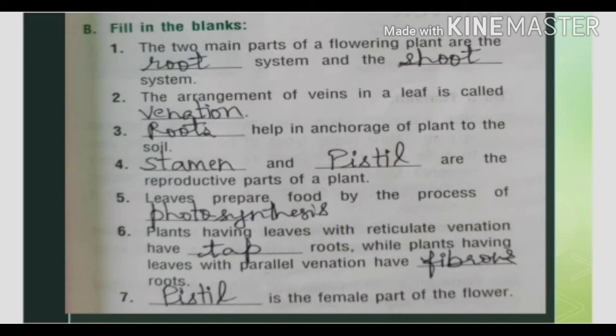Question 6. Plants having leaves with reticulate venation have dash roots, while plants having leaves with parallel venation have dash roots. In the first blank, answer is tap. In the second blank, the answer is fibrous. Now the question 7. Dash is the female part of the flower. Answer is pistil.